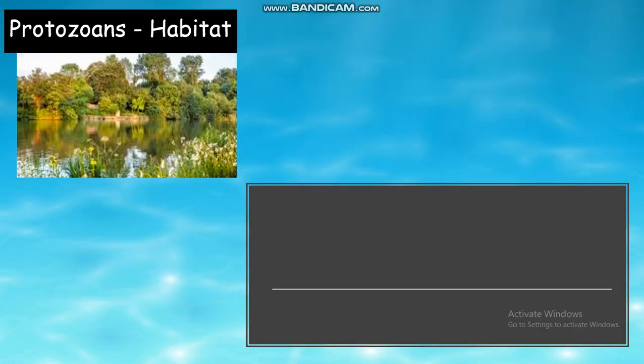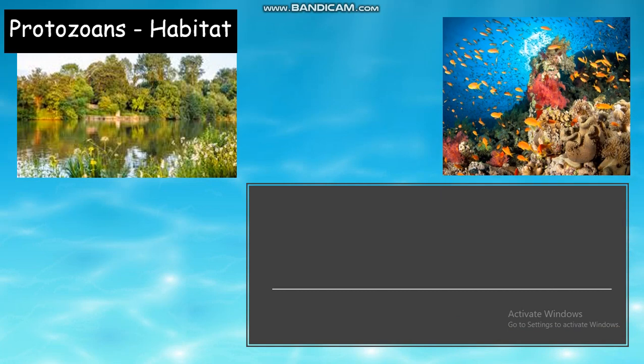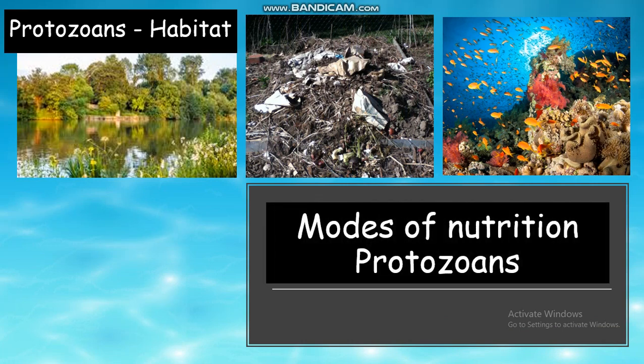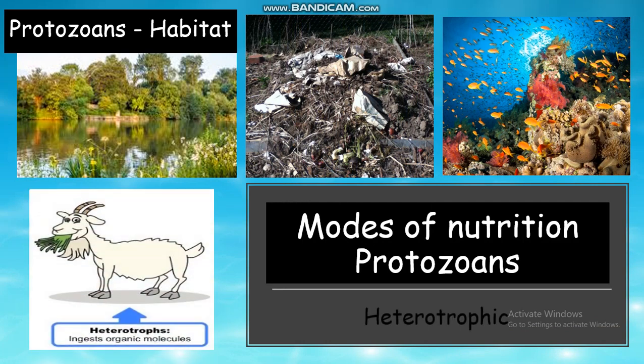Protozoans prefer a habitat of fresh water or seawater and can also be found on dead decaying organisms. The mode of nutrition for protozoans is mostly heterotrophic, meaning they derive food from other organisms. They eat other organisms, which gives them energy for their daily function.